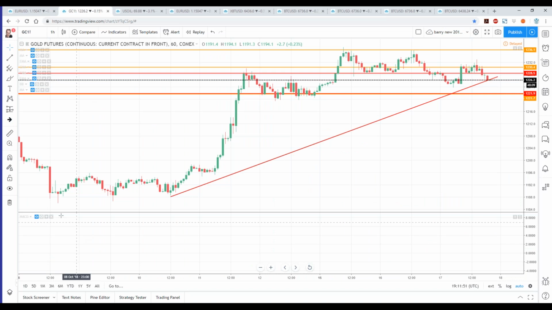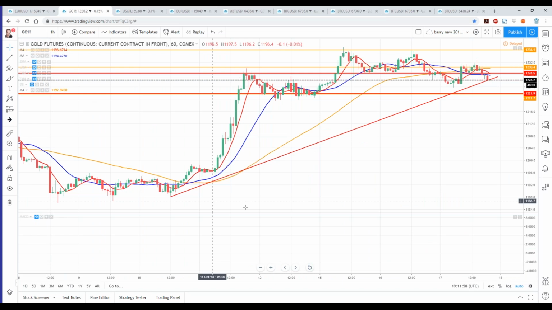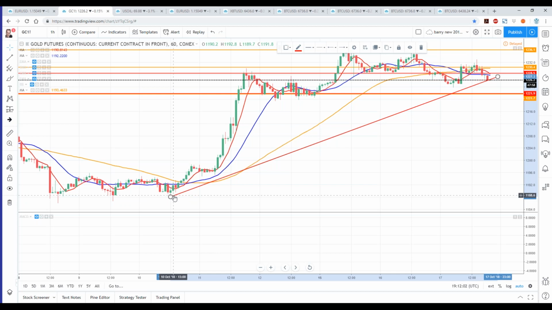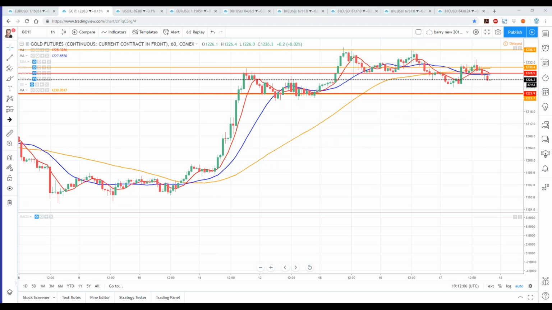Okay, so we can turn on. Now we're going to set up, but as you can see, we now have 3 moving averages on our chart.